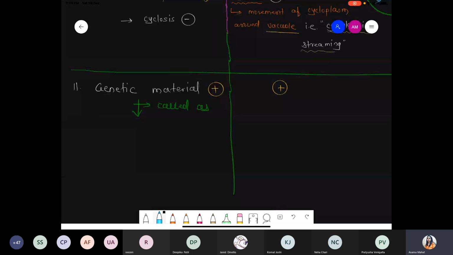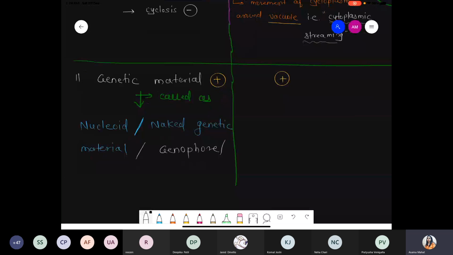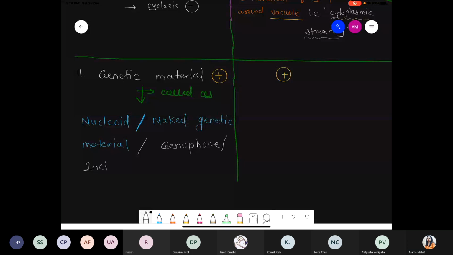Genetic material which is attached to the mesosome, that entire genetic material collectively is called the nucleoid. Nucleoid. Okay? Or sometimes it is also called the naked genetic material. So I'm giving the 'or' symbol, so we'll get a clear-cut idea. So nucleoid is also called the naked genetic material. Why naked? Because the nucleus is absent. There is no protection wall. That's why it is called naked. Naked genetic material is also called genophore. Genophore, that is nucleoid, is also called the incipient nucleus.